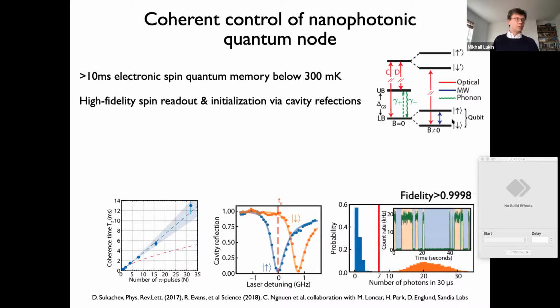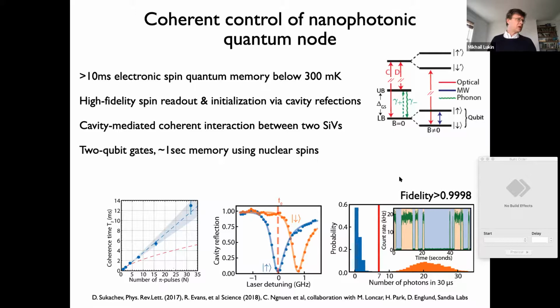Once you do it, you can manipulate this qubit. You can read it out, for example, through the cavity, because if you have different resonances corresponding to different states, you can do a single shot readout with a fidelity which has four nines, which is across all systems one of the highest fidelities. So what we have done with the system: we studied interaction between two silicon vacancies, we have performed two qubit gates, and we also used nuclear spins for long-lived memory.